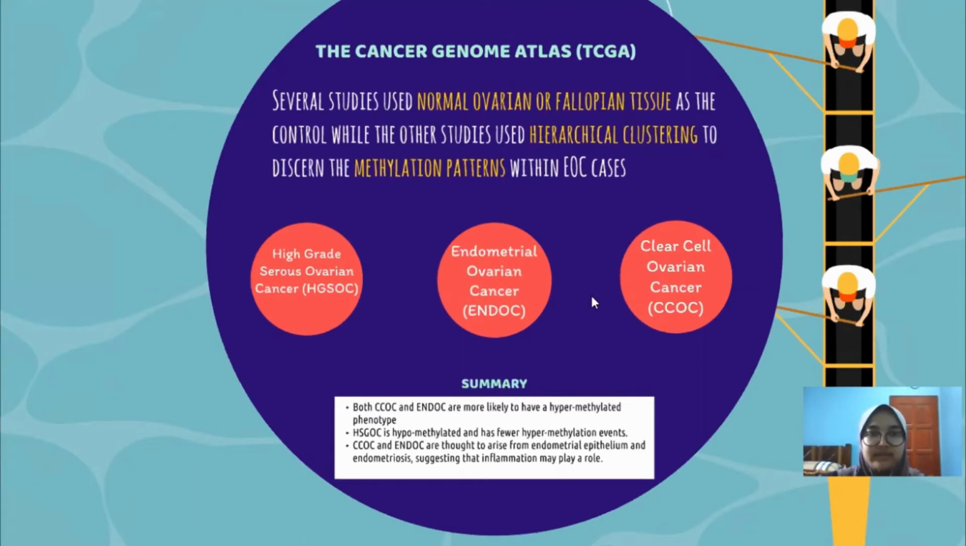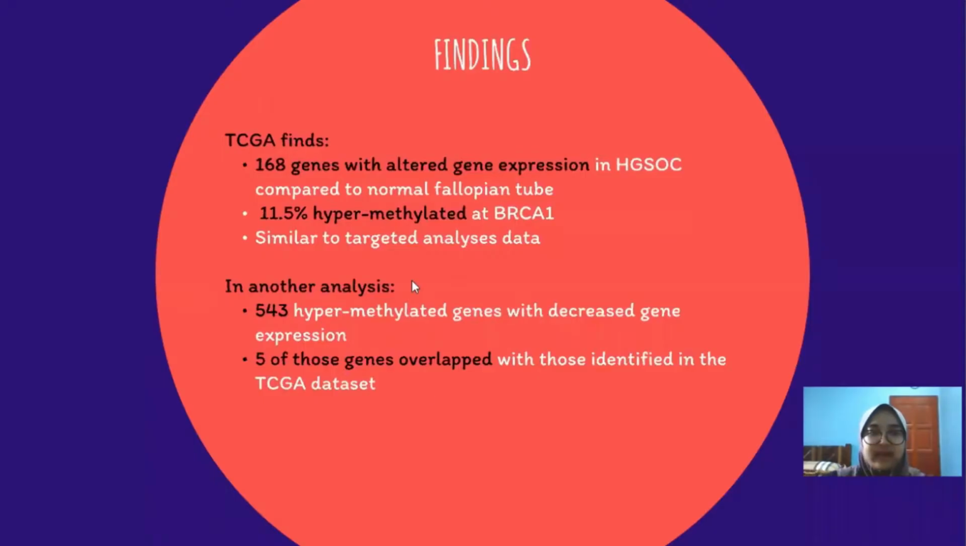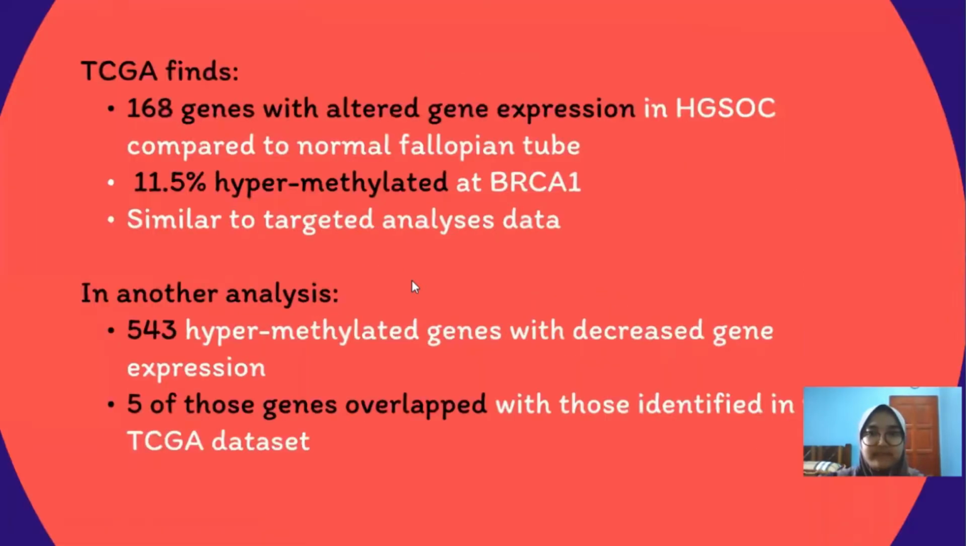In high-grade serous ovarian cancer, or HGSOC, TCGA identified 168 genes with altered gene expression in HGSOC compared to normal fallopian tube, with 11.5% hypermethylated at the BRCA1 gene. In another analysis, 543 hypermethylated genes with decreased gene expression were found, with 5 of those genes overlapping with those identified in the TCGA dataset.